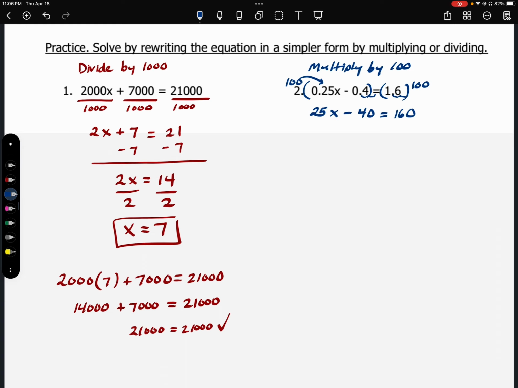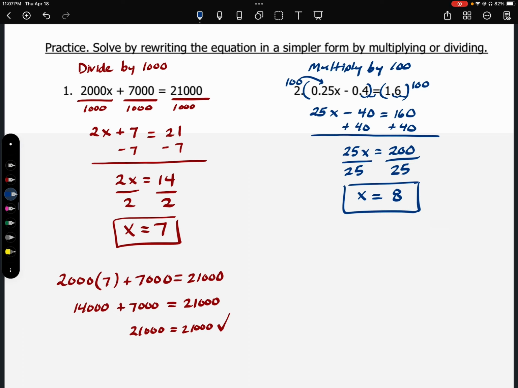And this is easier for us to solve without the decimals, so we're going to go ahead here and isolate the x. So add 40 to each side first. 25x should equal 200. Divide by 25. And x should equal 8.